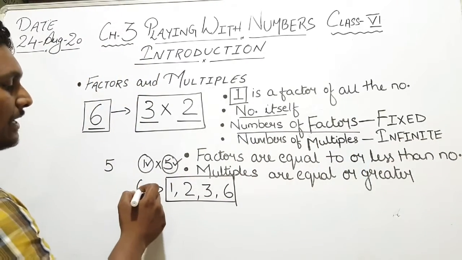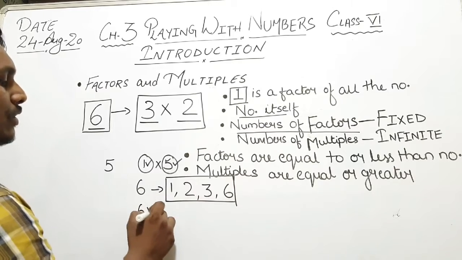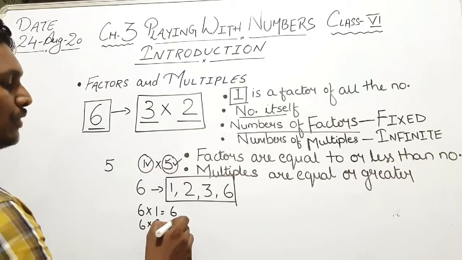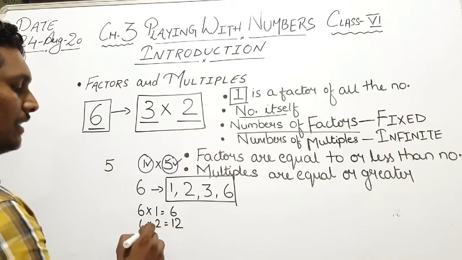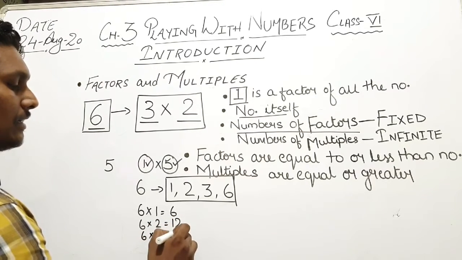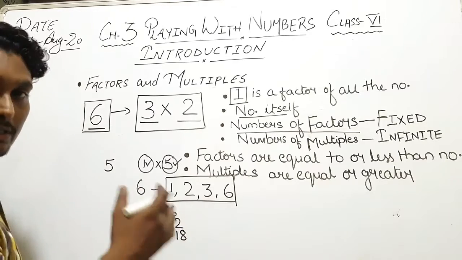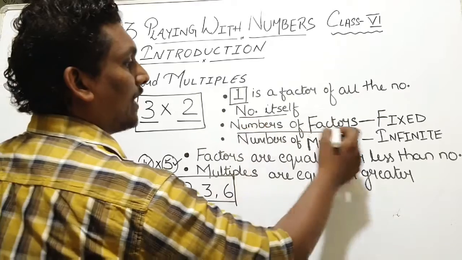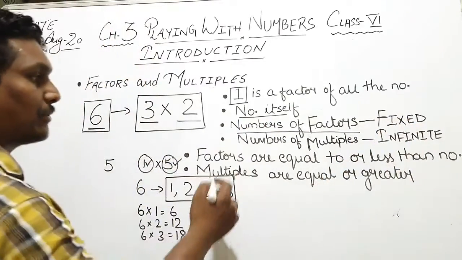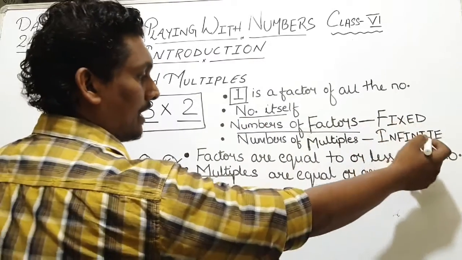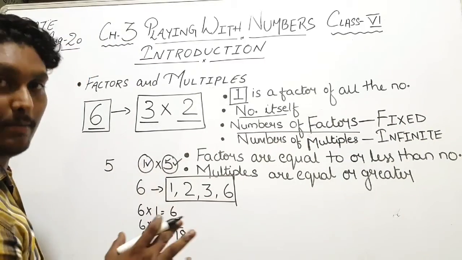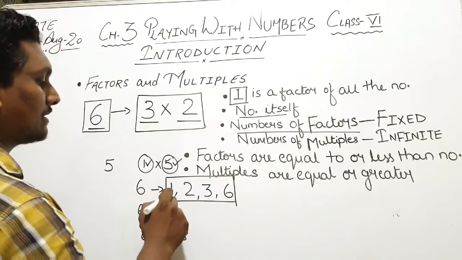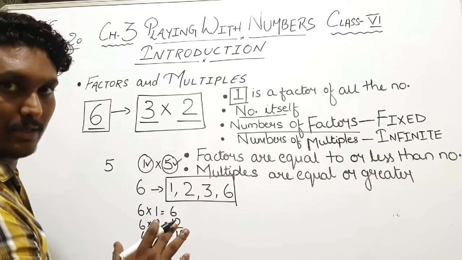Now the next point: the number of multiples is infinite. Suppose we multiply 6 with 1, we get 6. 6 twos are 12. Then 6 into 3 is 18. It keeps increasing. So when we compare factors and multiples, the number of factors is fixed, whereas multiples are infinite. We can multiply 6 with any number, but the number of factors of 6 is limited and fixed, right?